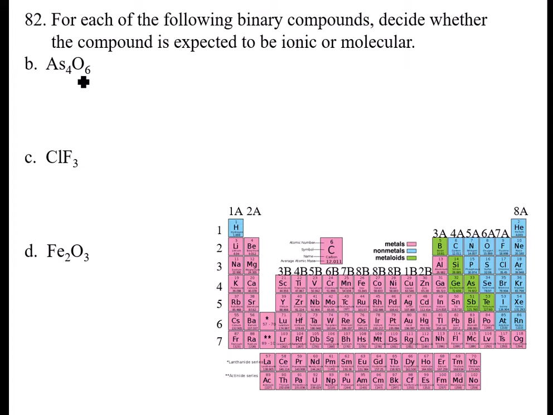So for the first one, we have AsO6. Okay, As is right here on the periodic table, and yes, it's a metalloid, but on the line that comes down through here, it's on the non-metal side. So we're going to treat it as a non-metal. Therefore, when the leftmost element is a non-metal and there are only two elements, that's going to make this one molecular.